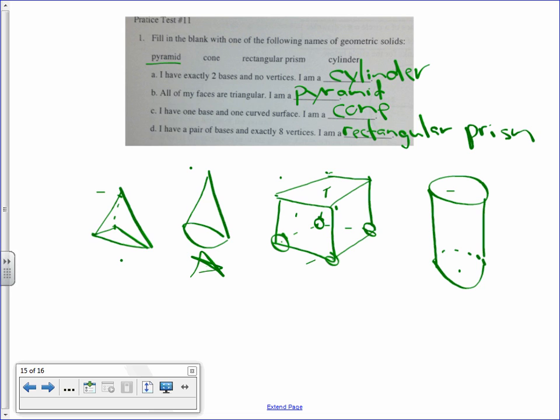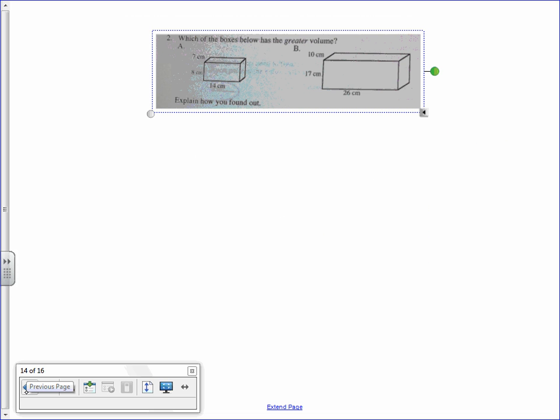Excellent. Next problem. Which of the following bases has a greater volume? Let's take a look at the first one here, A. The area of my base, if this is 7, then this has to be 7, and this has to be a 7. So 14 times 7 would be my base. 7 times 4 is 28. 7 times 1 is 7, plus 2 is 9. 98 is my base. To find the volume, I have to go base times height.